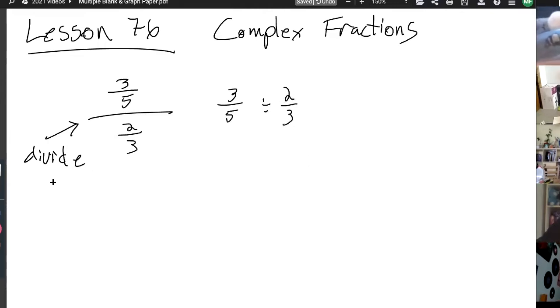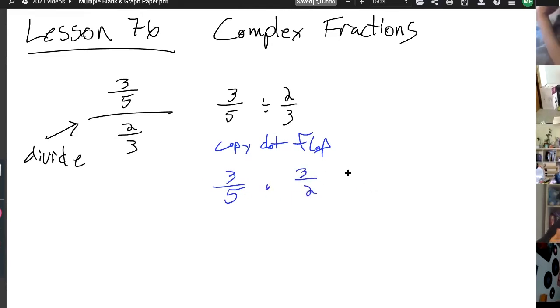Well, how do you divide fractions? Copy dot flop. So 3/5 dot 3/2. Okay, multiply across, 9/10. You're done. Go home. That's fine. You are home. Never mind. Okay, so a complex fraction is just a division problem. You're just dividing fractions. No problem.